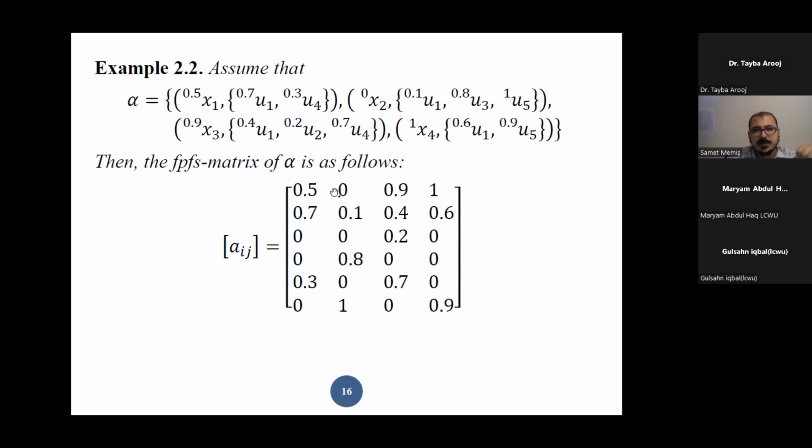And for example, the membership of the U1 and X3, you can see that in the second row and third column here. And we can construct the FPFS matrix like that for any problem.